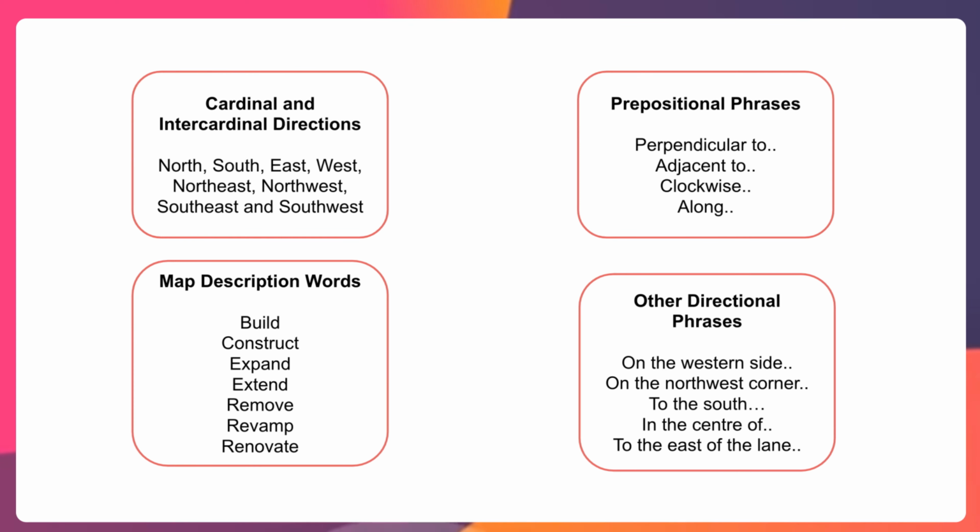Next, the major map description words are build, construct, expand, extend, remove, revamp, renovate. You can definitely use different word forms of these words. This describes the vocabulary that can be used to describe a map.